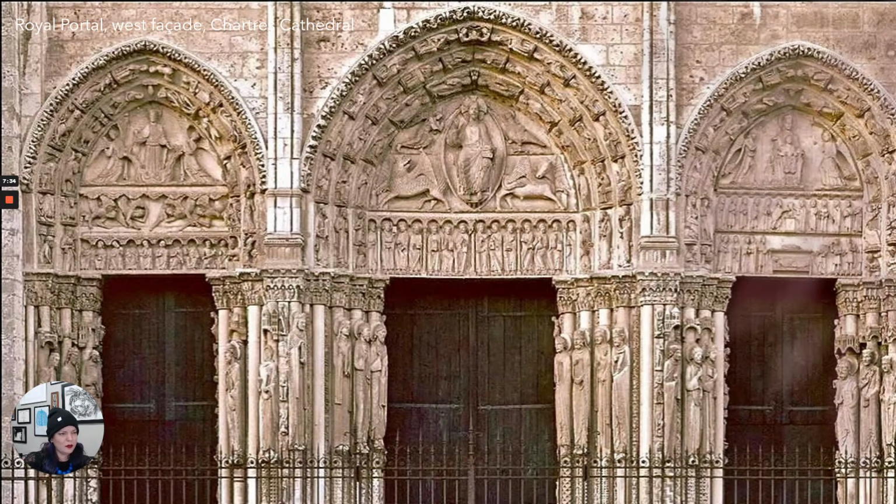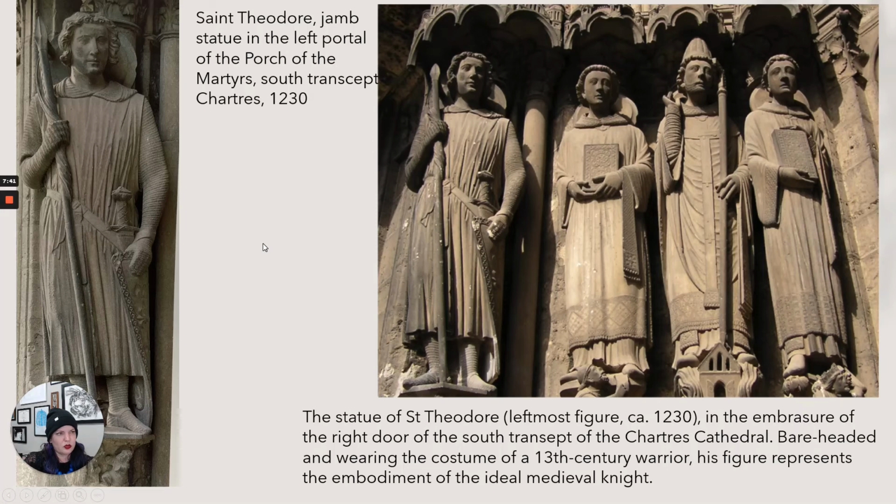We start seeing a little bit more leaning toward naturalism, still not super natural or realistic looking, but we see a little more of an interest in naturalism. We start seeing a little bit more of the personality of each figure. They look more like individuals here.